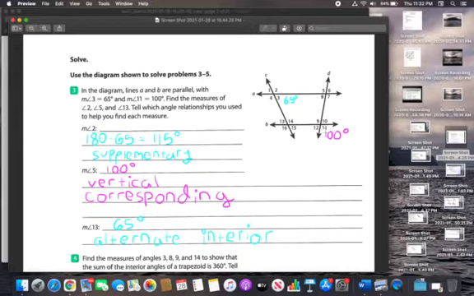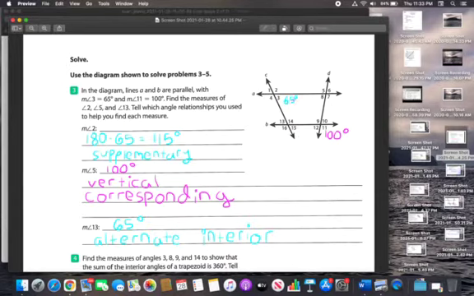You could actually go from 11 to 7 corresponding and then vertical. You could, if you want to get a little more complicated, go vertical here, alternate interior here to 7, and then back vertical to 5. But the measure of angle 5 is 100 degrees, and I wrote down vertical and corresponding. Then we want 13. Well, 13 is over here. So again, I can't use the 100 that I was given because these two are not on the same transversal. So 13 is with this group, so I have to use these on this transversal.